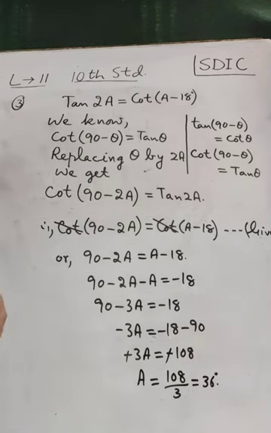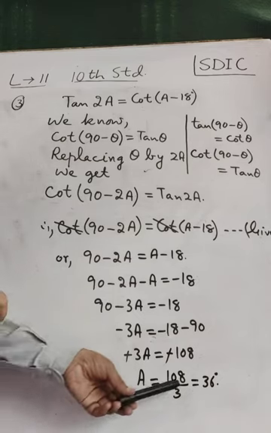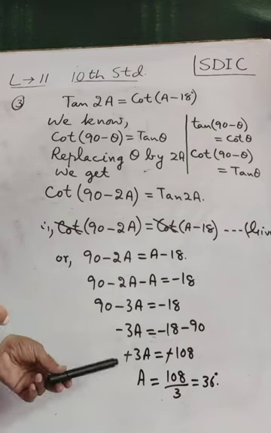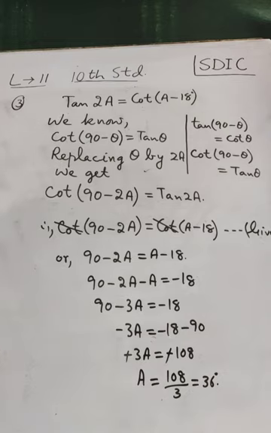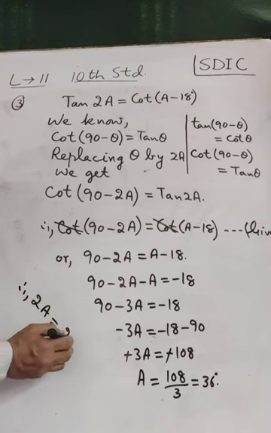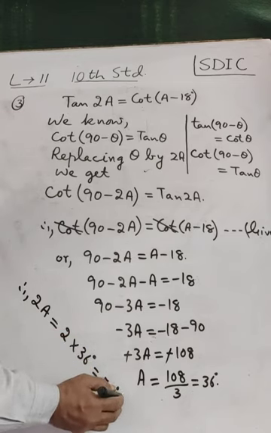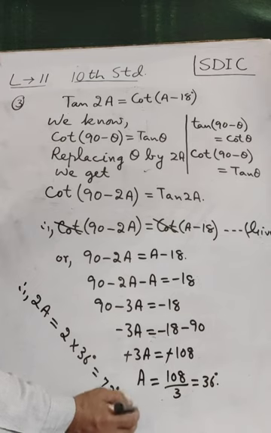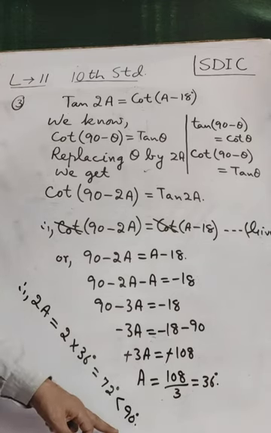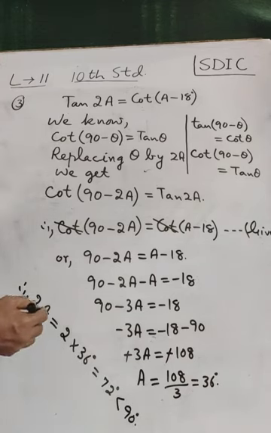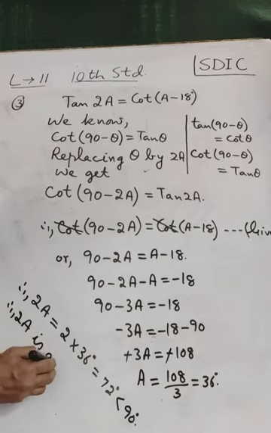We were asked to find the value of a. The value we got is 36. Having found this, we now have to verify that 2a is an acute angle. So when a is 36, what will be 2a? 2 into 36, which is 72 degrees, lesser than 90. And when the angle is less than 90, it is called an acute angle. Therefore, 2a is an acute angle.